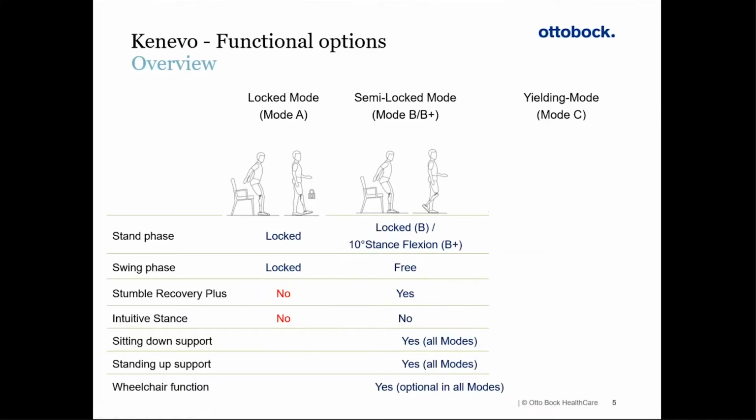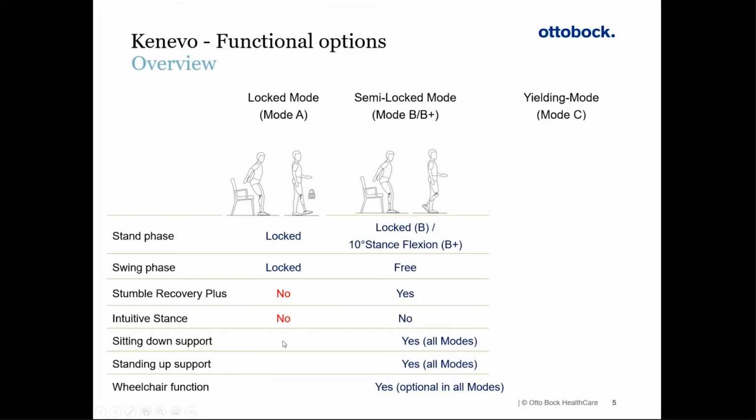So the stumble recovery in the Kenevo is a little different from that in the CLEC because it works over the whole swing phase, including the swing flexion, the heel rise, whereas with the CLEC, it only works during the extension movement. So from heel rise, as soon as the shank starts the extension movement, then the stumble recovery of the CLEC is active. In Kenevo, it is active over the whole swing phase, including the heel rise.